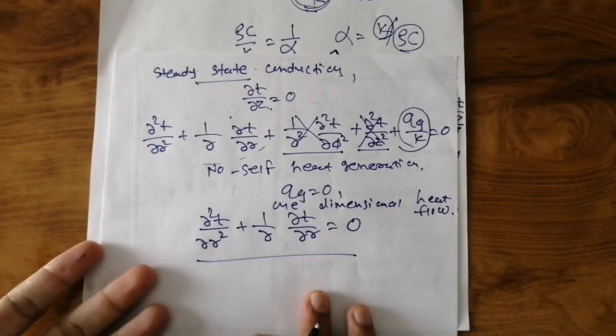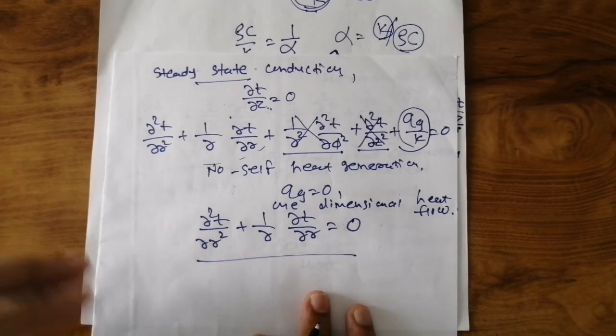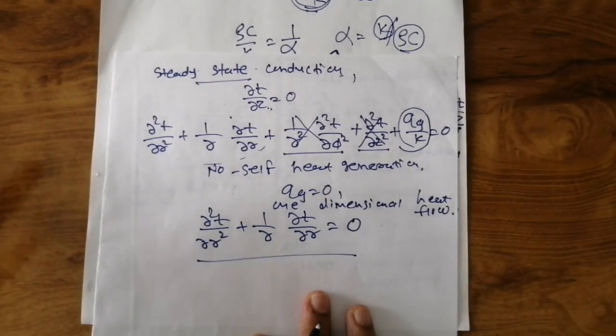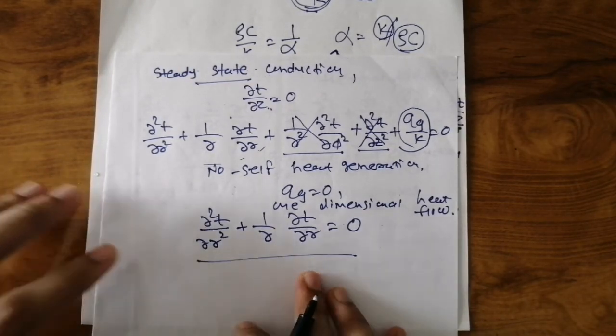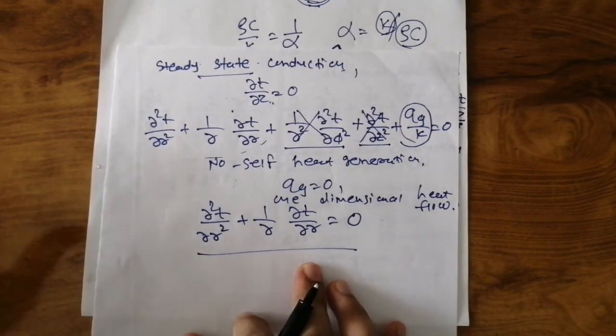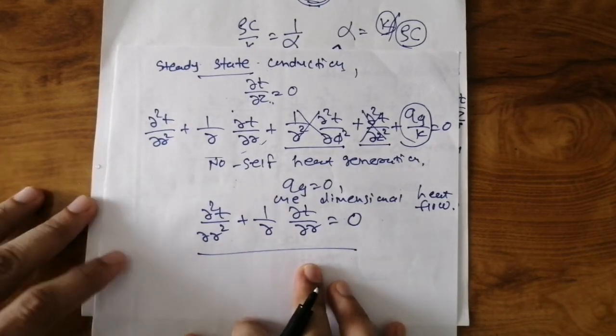So you can also reduce it to two dimensional or one dimensional. It depends on whether self heat generation is considered or not, as well as whether steady state condition is considered or not. I hope it is easy to understand the general heat conduction equation for the cylindrical coordinate. Okay, thank you.